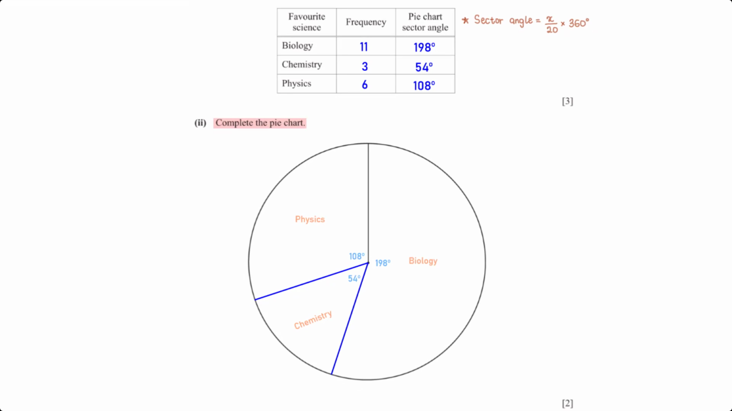Complete the pie chart. Using a protractor, we can start by measuring the sector angle for physics, which is 108 degrees. Then we measure the sector angle for chemistry, which is 54 degrees. The remaining angle, which is 198 degrees, would be for biology.